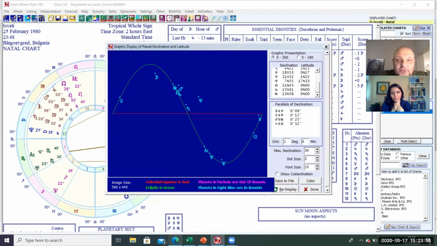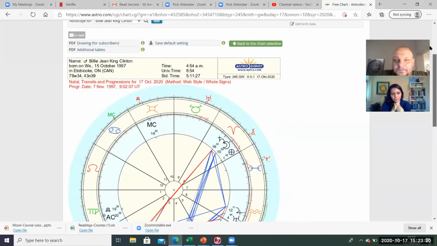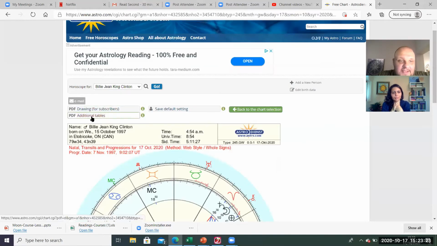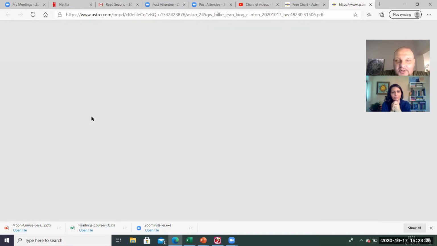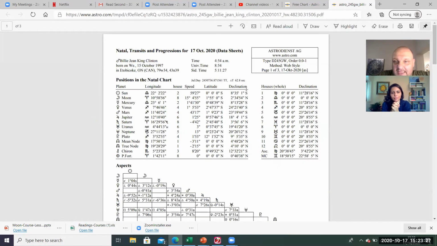You can also do this on astro.com. Here is a chart. You go on additional tables, and then you will be able to see the declinations written here. You can see the S and the N, which means that the planet is in south or the planet is on north. Let's suppose that we've got Sun on 8.35 declination, and we can see that Mercury is on 8.13 at the moment. And both are south.